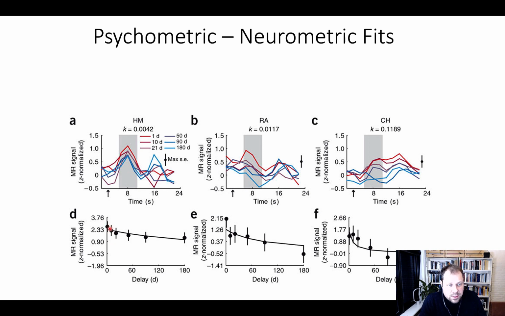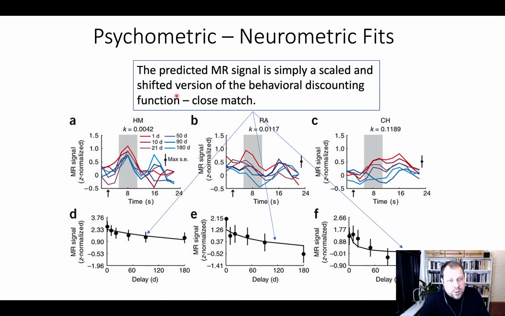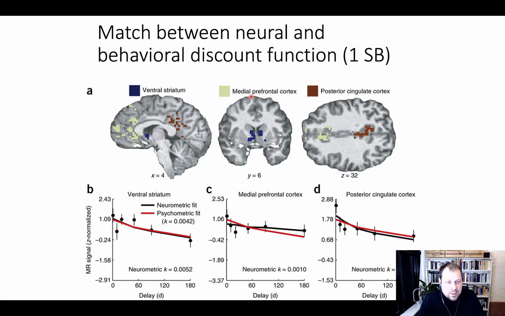And you can see that there's a relatively patient discounting function here based on the neural data alone. So this is the normalized MR signal here, the average normalized MR signal, and then a discounting function plotted to the normalized MR signal over the different delays, right? And that it gets steeper for a somewhat impatient participant here. So the predicted MR signal is simply a scaled and shifted version of the behavioral discounting function. There seems to be a close match to the behavioral discounting function. And that's exactly what they're showing here.